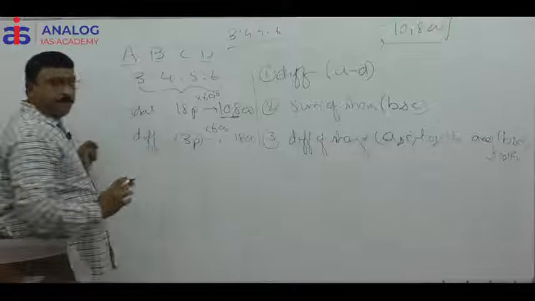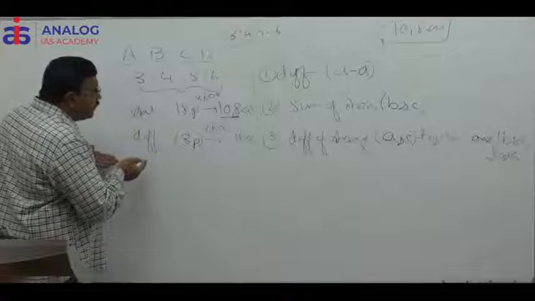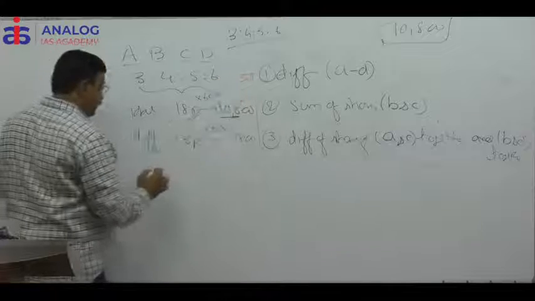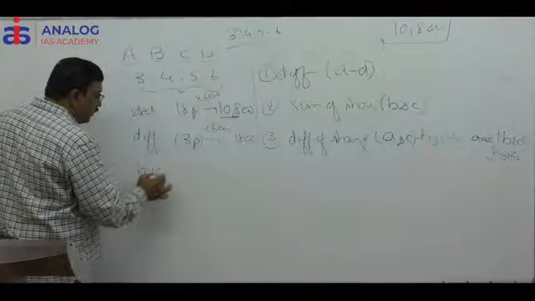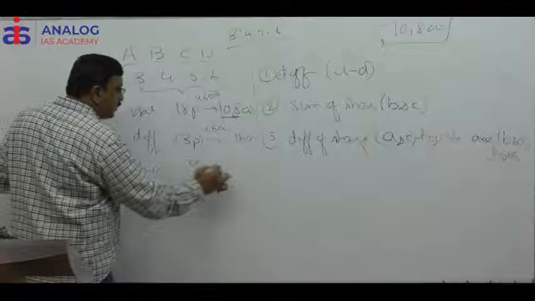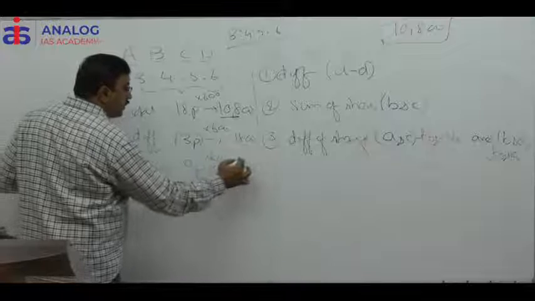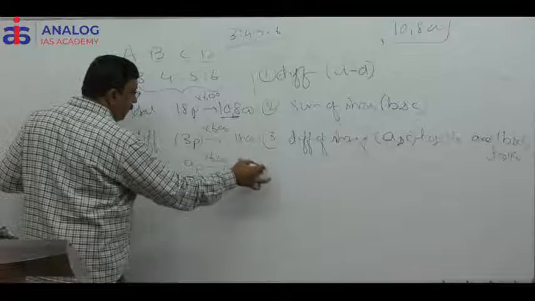Then the next one: the sum of the shares of B and C. B and C together is 9 parts. So 9 into 600 is 5400.